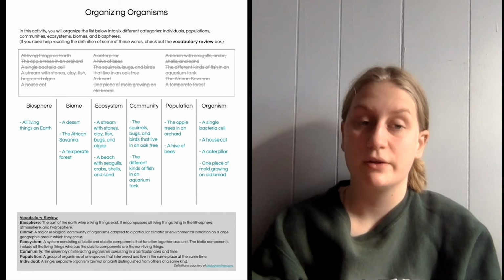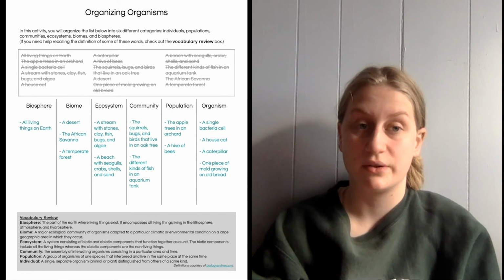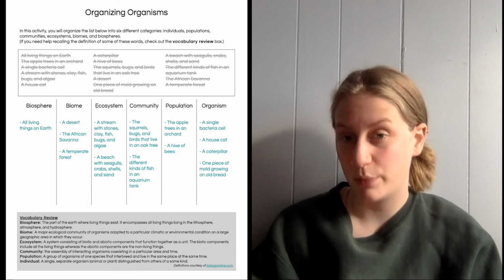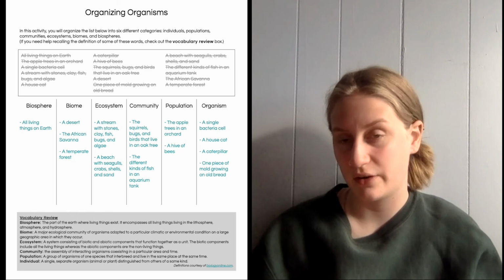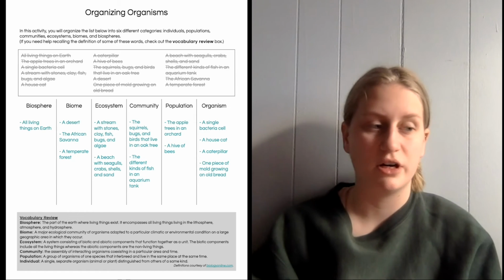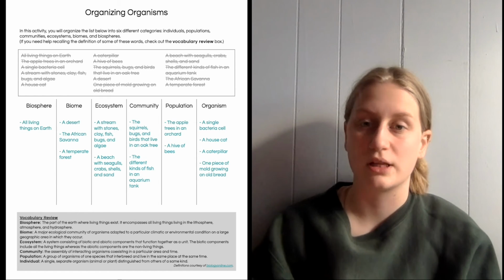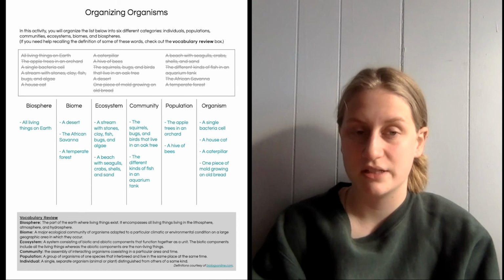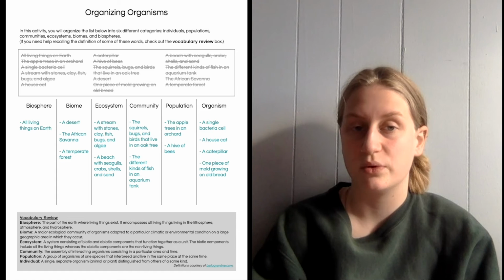Let's go over the answers for the Organizing Organisms worksheet to see if your answers matched mine. So we already defined a biosphere as all living things on Earth. So that's the only thing that I had in that category. We already know that biomes can be large geographic areas that have one type of temperature or weather or climate. So in this category, we have desert, the African savanna, and a temperate forest.